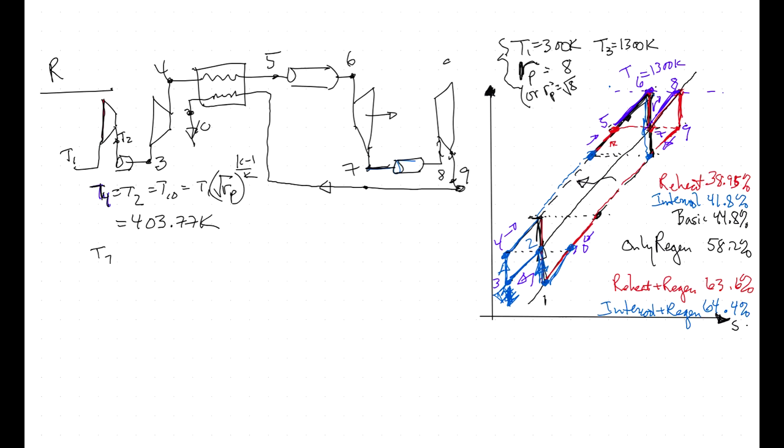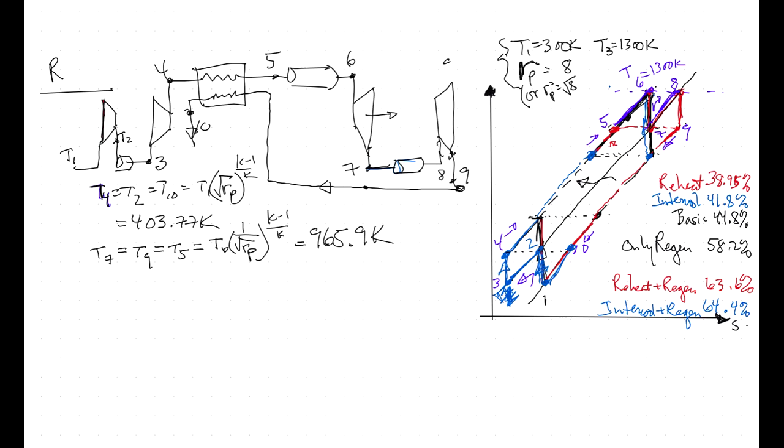T7, which is the temperature after the first turbine, is equal to T9, the temperature after the second turbine, which is equal to T5, because I have a perfect regenerator. So it's equal to T max, T6, times 1 over the square root of RP to the K minus 1 over K. And that's equal to 965.9 Kelvin. And actually, that's it. That's all the temperatures we need to calculate.